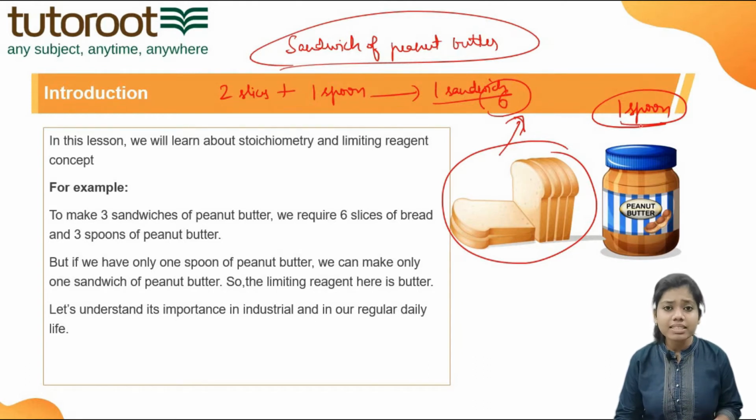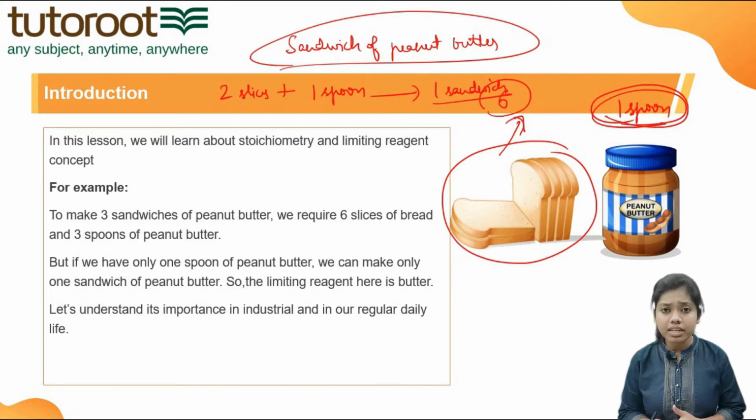In that case, it is only possible for us to make 1 sandwich. So we can see that the one present in lesser amount, that is 1 spoon of peanut butter, decides the number of sandwiches that we can prepare. Always the one which is taken in lesser amount will be limiting the amount of product formed. This is what we'll try to understand in the concept of limiting reagent.